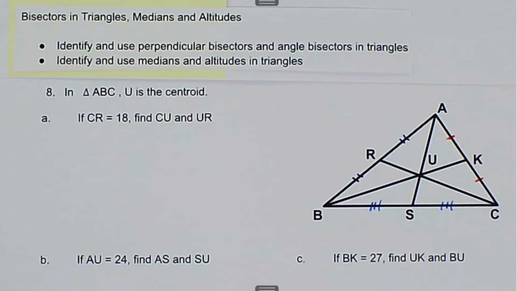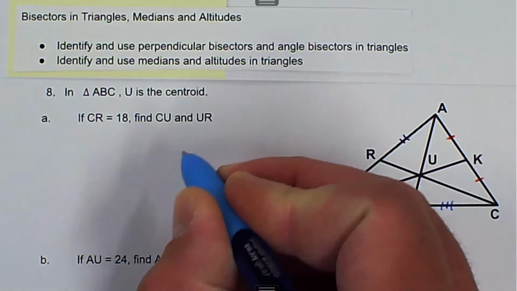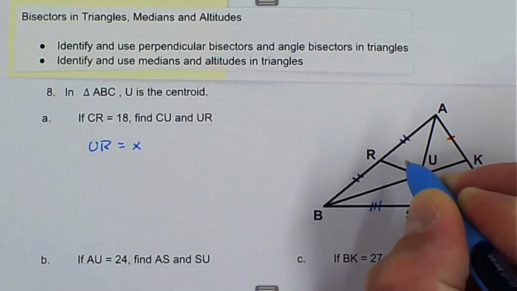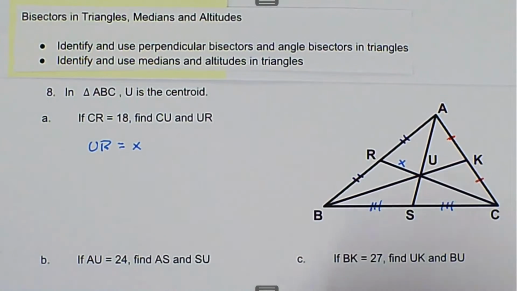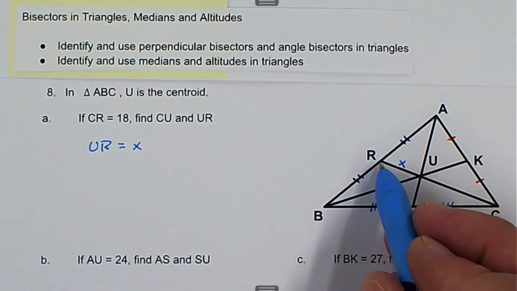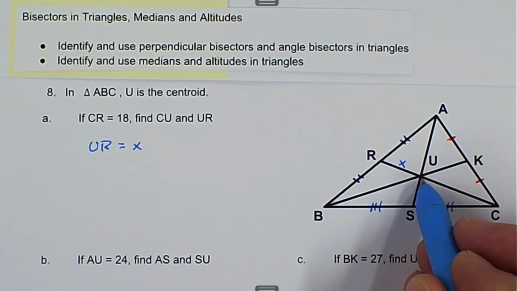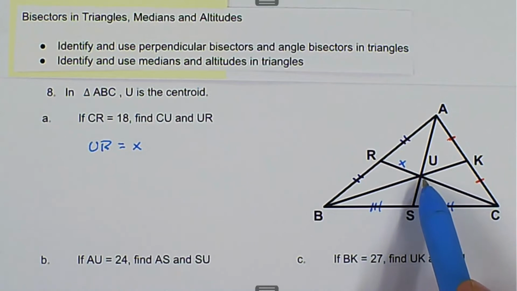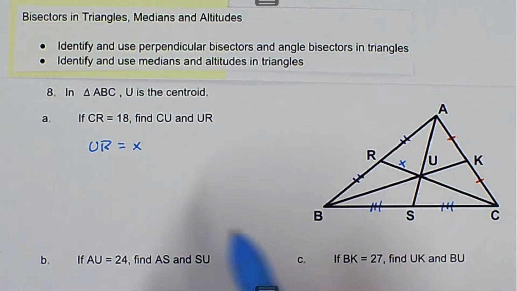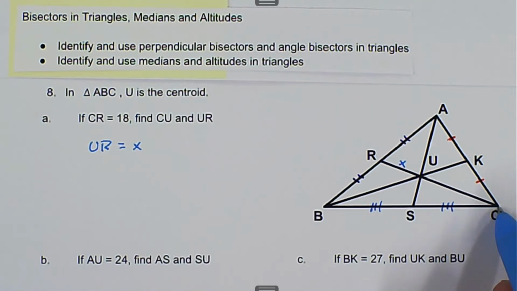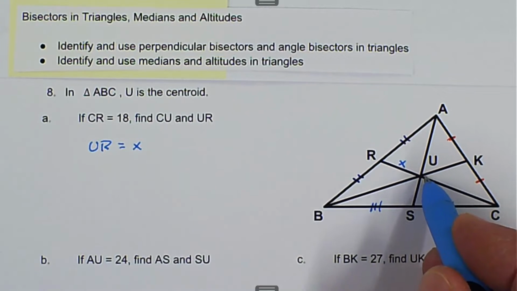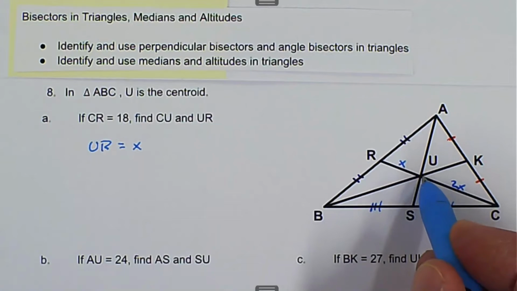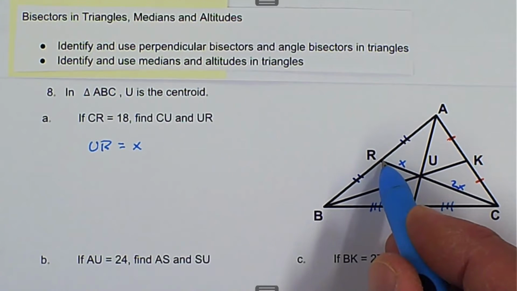and UR. Well, I'm going to kind of work backwards, and I'm going to start with UR, and I'm going to say that UR is X. The centroid theorem says that the distance from the midpoint to the centroid is half the distance from the centroid to the vertex. Or another way to say it is the distance from the vertex to the centroid is 2 times the value from the centroid to the midpoint.